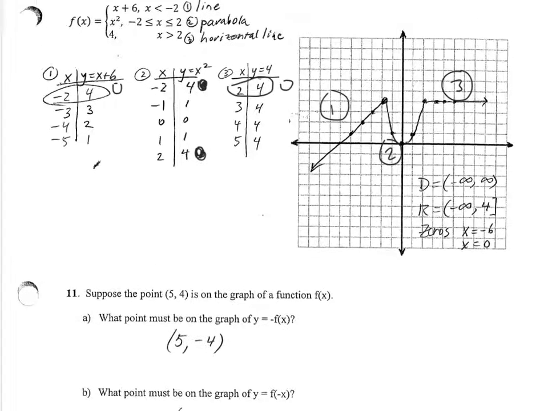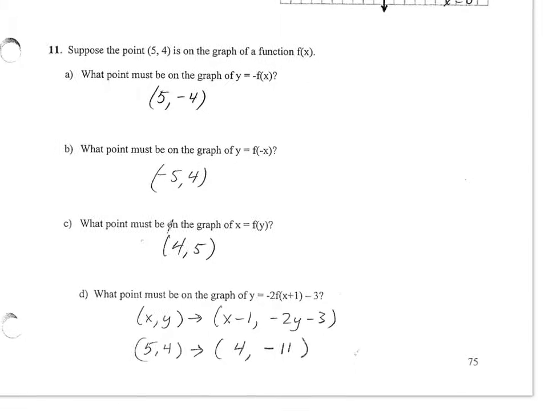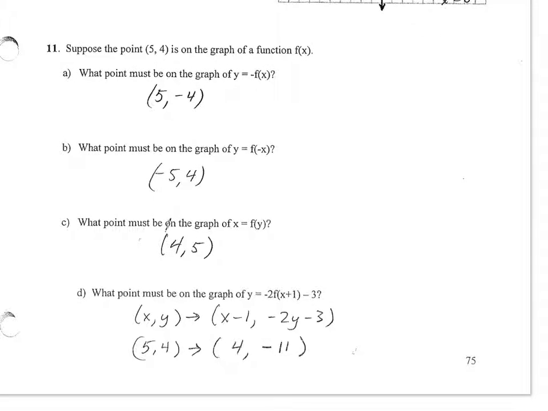Problem 11. If I have a graph with the point 5, 4 on some function f of x's graph, and I want to know what point must also be on the graph of the following functions, what I'm doing in this problem is testing your knowledge of reflections. So again, when I have a negative on the outside, that's going to change the y value's sign. So I'll have 5, -4 must be a point on the graph.